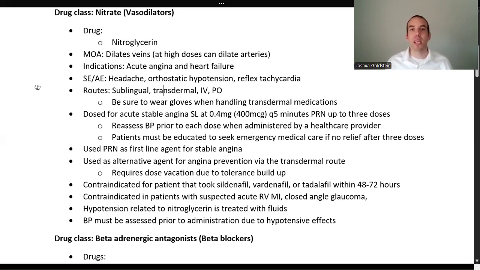Also, it can cause orthostatic hypotension, as well as reflex tachycardia. This medication is available by several routes. It's available sublingual, transdermal, IV, and PO. I want to make one thing really clear because I've seen this in a bunch of nursing test banks.